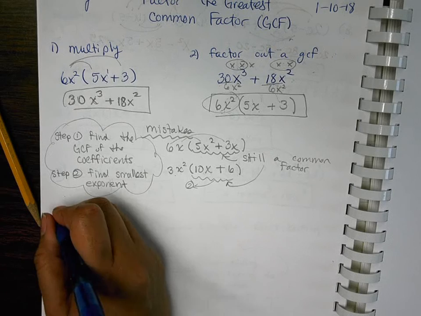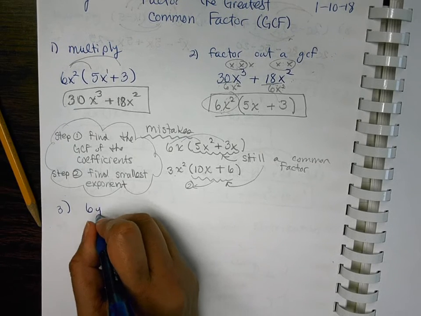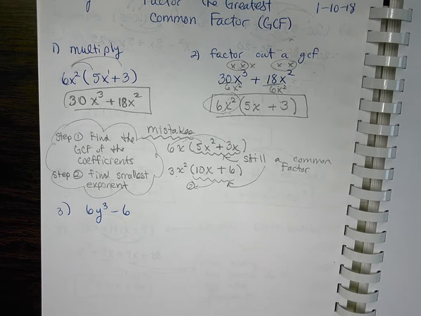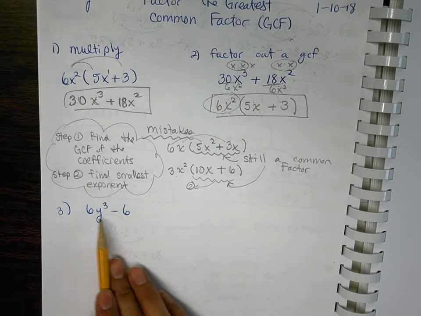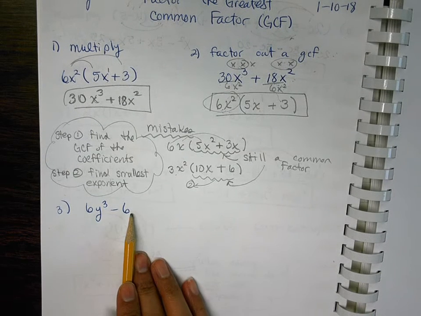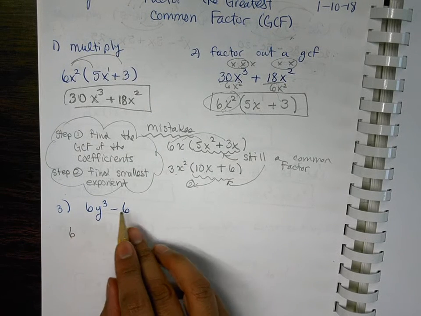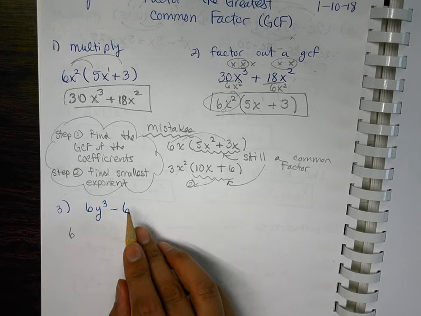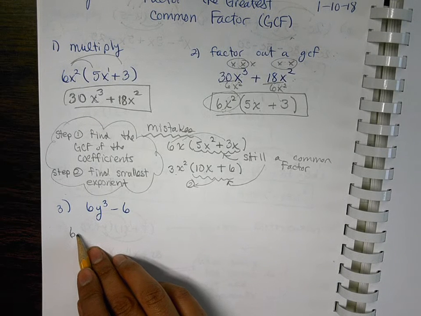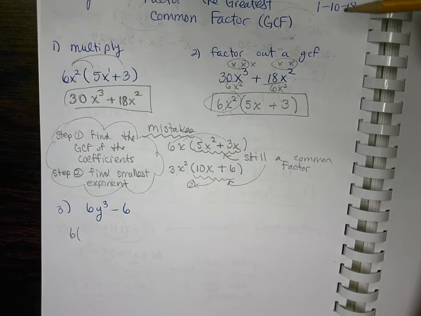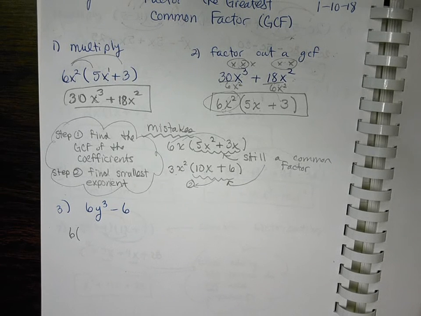Number 3. 6y cubed minus 6. I do this one because it's super easy, but kids always miss it. All right. First, find the greatest common factor of your coefficients. What are my 2 coefficients here? 6 and 6. What's the greatest common factor? 6. Then you take your smaller exponent, y cubed, and no y at all. If there's no y, will I have a y as part of my greatest common factor? No, so it is just 6. Now that freaks people out sometimes. You will not always have a variable coming out, or sometimes it's just a variable and no coefficient. Sometimes it's both. It all depends on the problem.